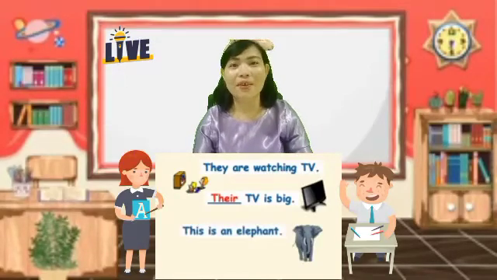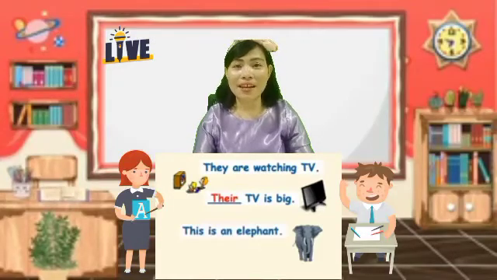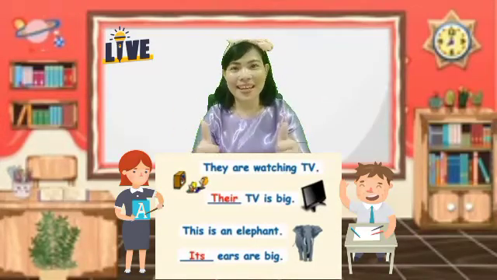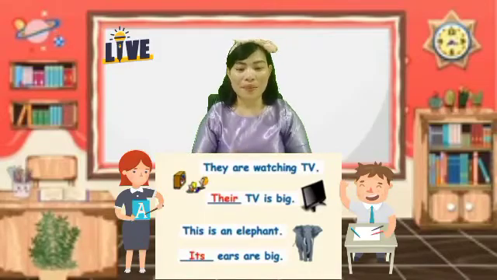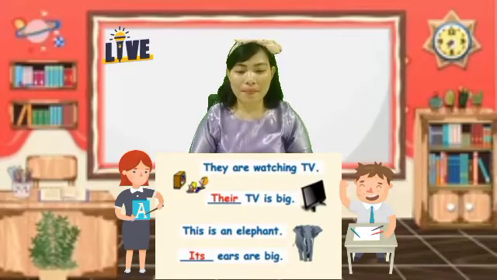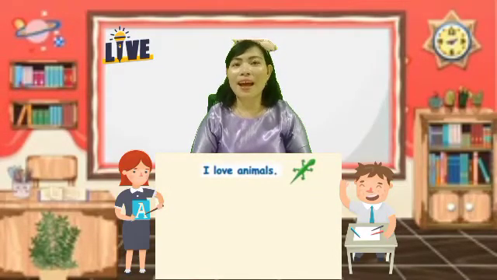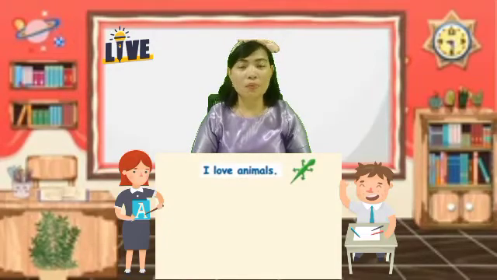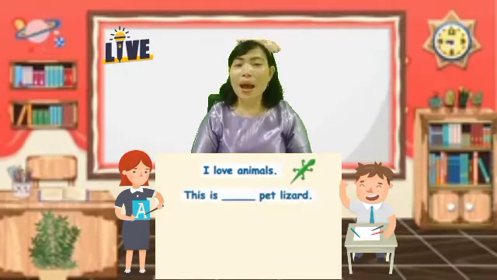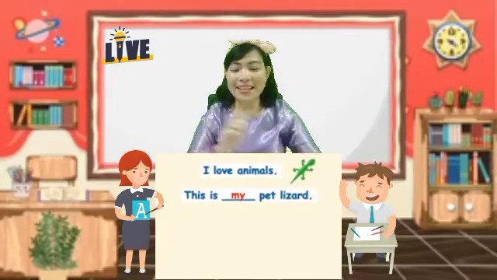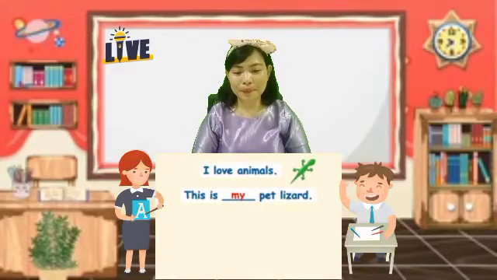So let's see another example. This is an elephant. Elephant is an animal. So the subject pronoun for elephant is it. So the possessive adjective, its ears are big. Correct. What about another example? Let's see. I love animals. Subject pronoun, I. So the possessive adjective of I is my. This is my pet lizard. Correct.